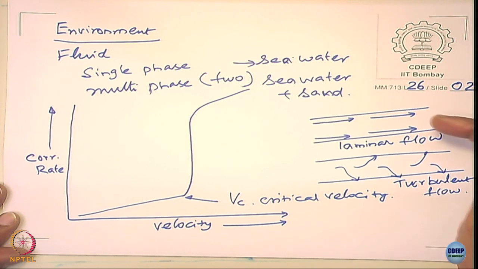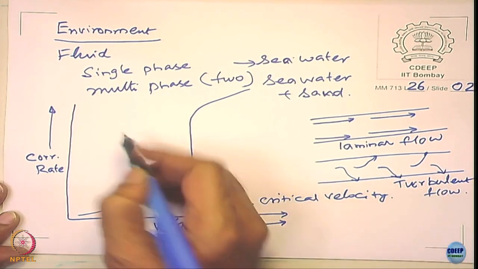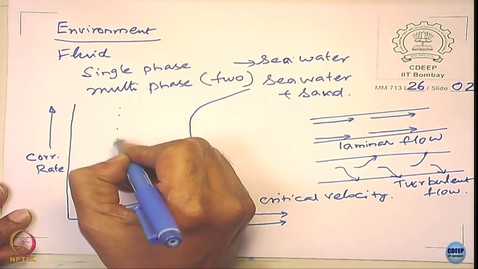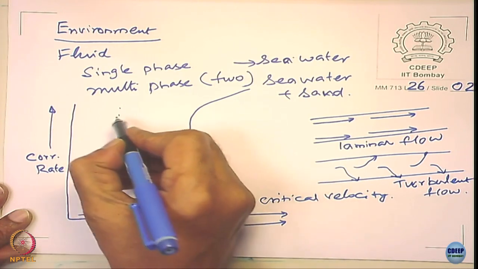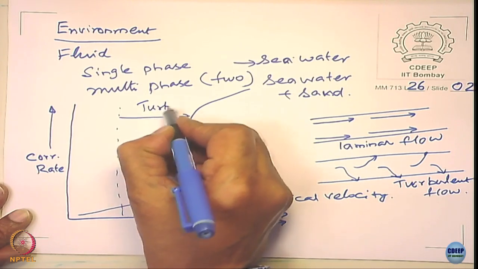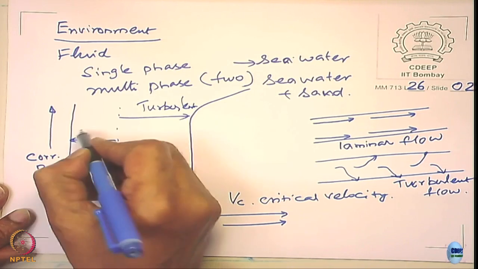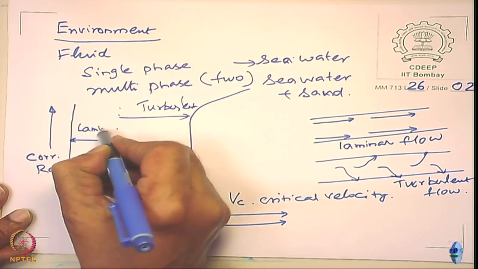So, the rate and the nature of corrosion over here is different from that over here. You can divide this such that this part is going to be turbulent and this part is going to be laminar.